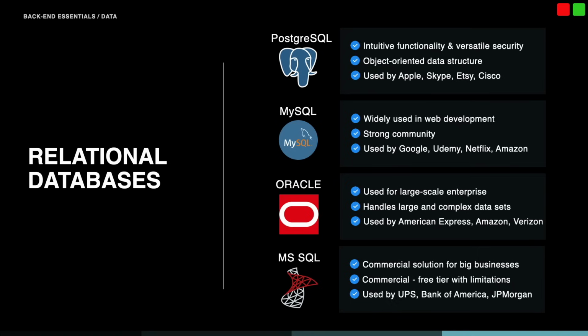Then we have Microsoft's implementation of SQL, which is MS SQL or MS SQL. Again, like Oracle, it's used in a lot of big business. It's a commercial solution, although there is a free tier with limitations, and it's used by companies such as Bank of America, UPS, JP Morgan Chase, and so on. So all four of these are similar when it comes to managing data via SQL, structured query language. There are variations of the language, but it's pretty easy to transition from one to another.